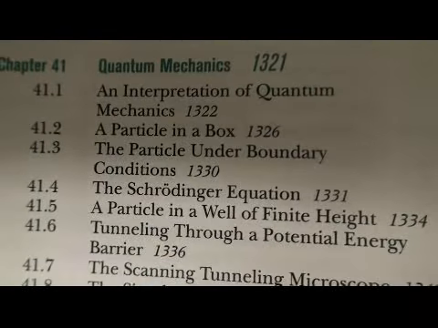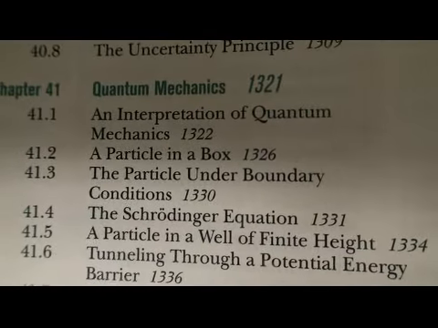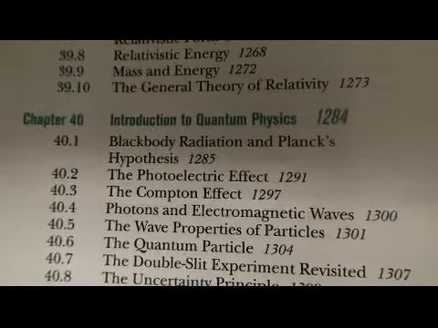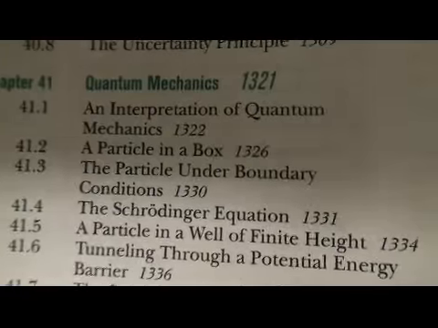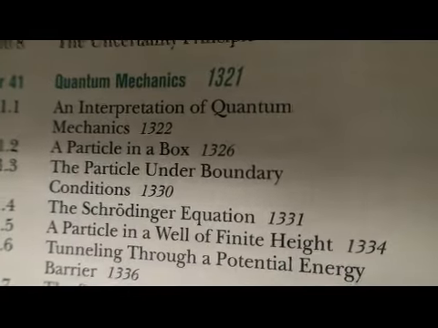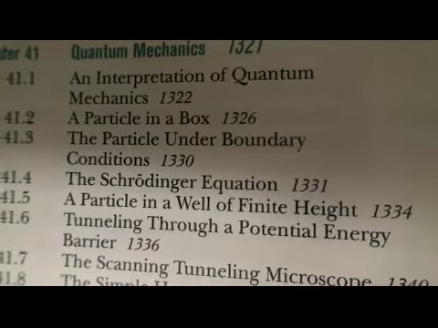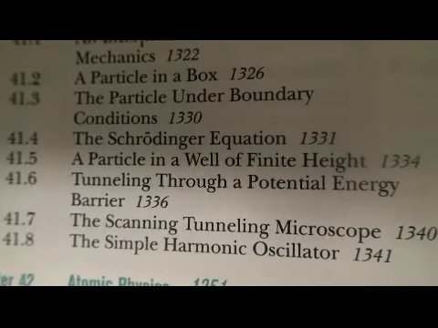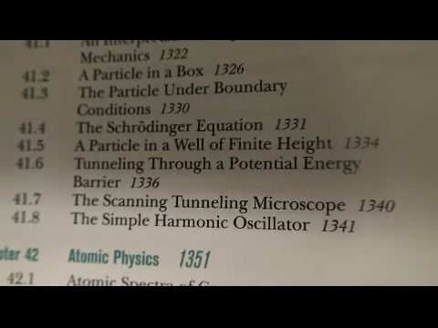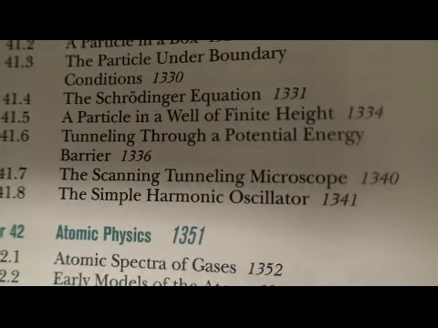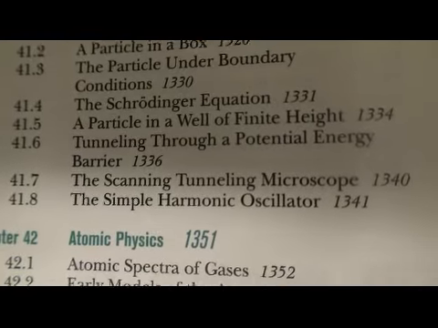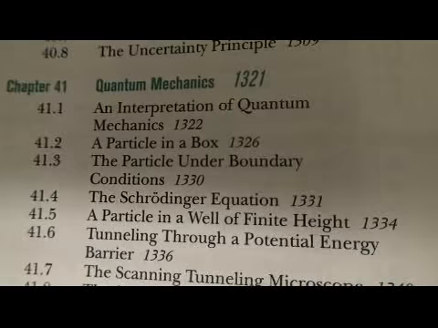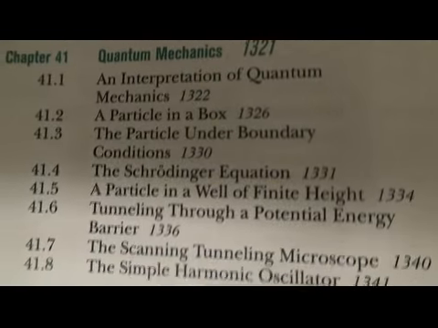Now chapter 41, quantum mechanics. That's basically a continuation. Chapter 40 was called Introduction to Quantum Physics, and chapter 41 is a more detailed interpretation of quantum mechanics, a particle in a box, particle under boundary conditions, Schrödinger equation, particle in a well of finite height, tunneling through a potential energy barrier, scanning tunneling microscope, and simple harmonic oscillator. Of course, this is all on a lower division quantum mechanics, not the upper division stuff.